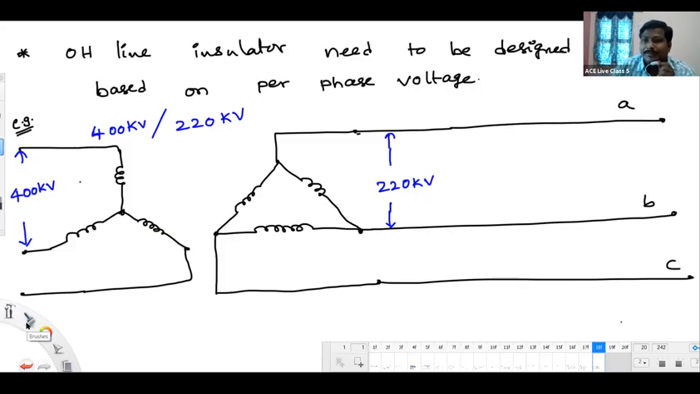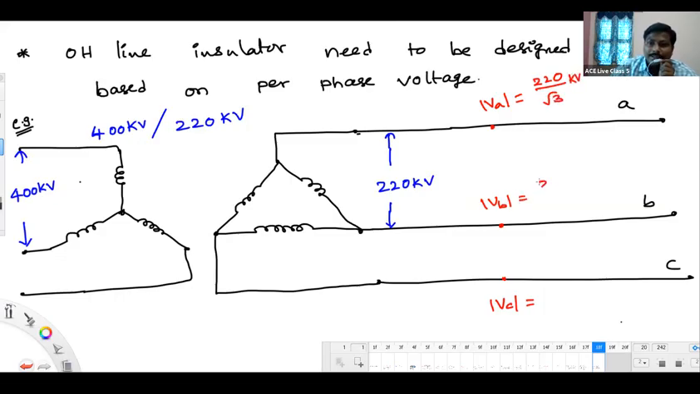Very simple question. What is conductor A voltage magnitude? What is conductor B voltage magnitude? What is conductor C voltage magnitude? Tell me this. What is conductor A voltage magnitude? Is it 220 or 220 by root 3? Many of you are giving the correct answer. 220 by root 3 kilovolts.